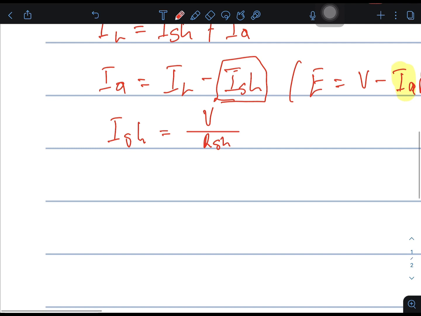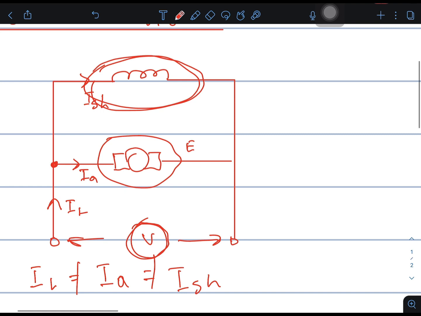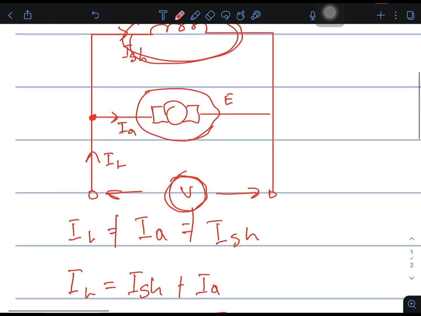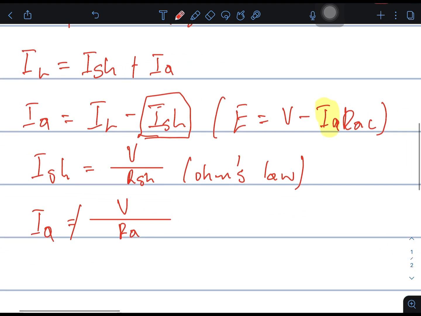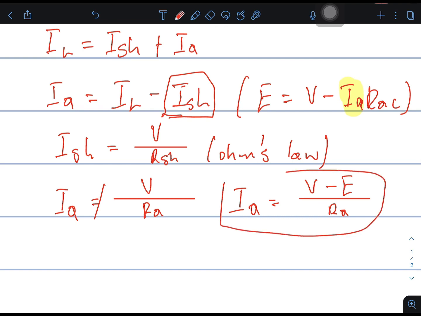Okay, this is a formula from what? Ohm's law. Okay, but we cannot say I armature is equal to V over RA. This is wrong, guys, because remember, in the armature, there is something called a back EMF that is opposing the supply voltage. The correct way to write this would be to say IA is equal to V minus E over R armature, yabo. But in most cases, you don't rely on this formula, yabo.